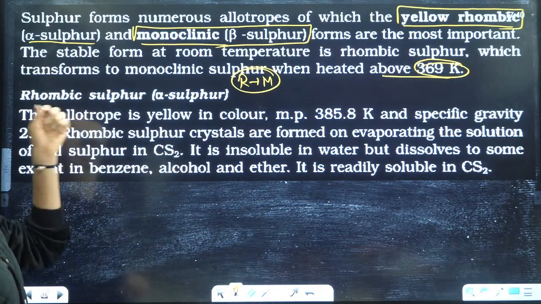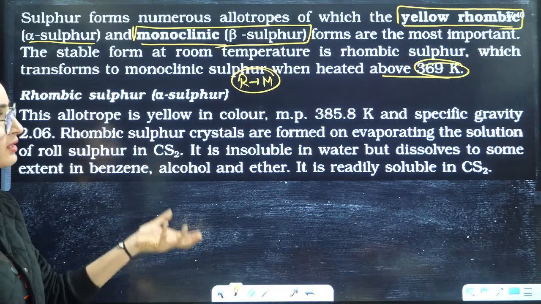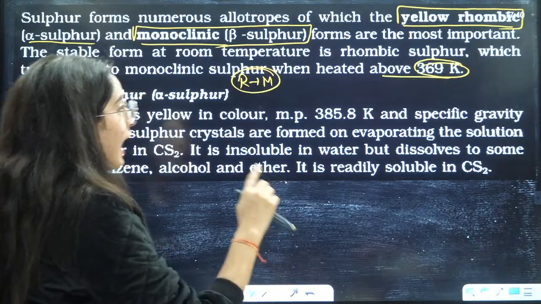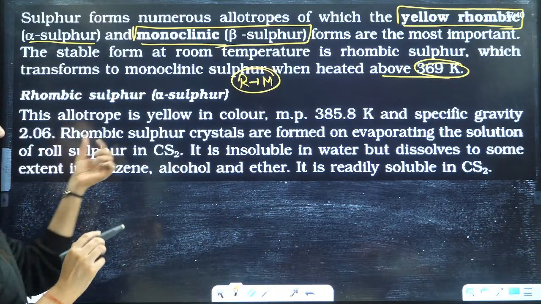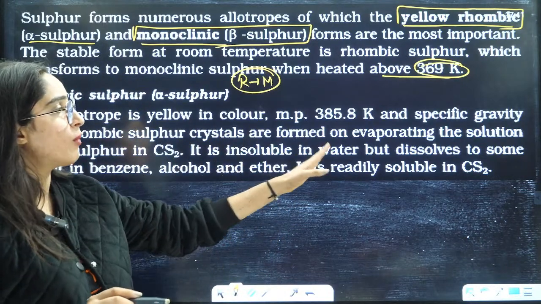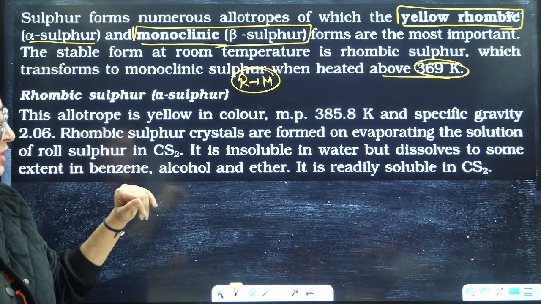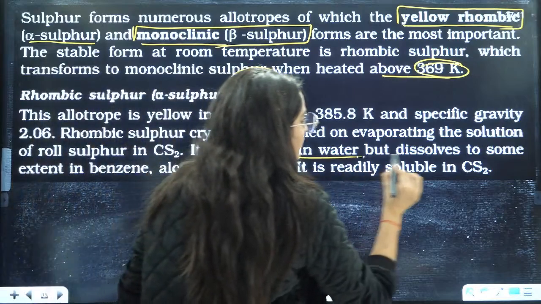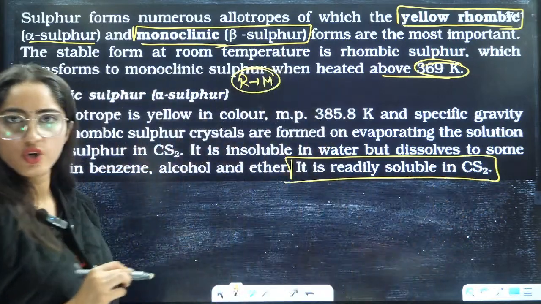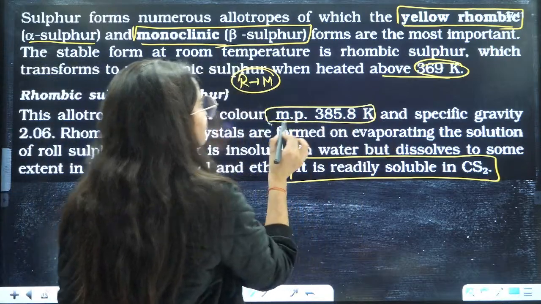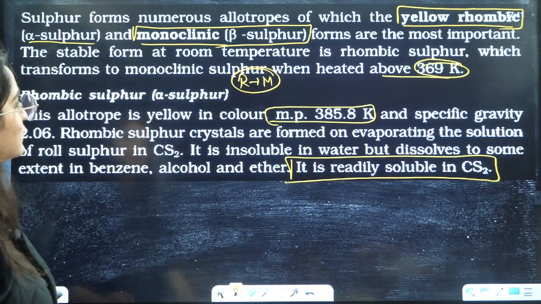Now what about rhombic? This allotrope is yellow in color, melting point is 385.8, and specific gravity is this. Rhombic sulfur crystals are formed on evaporating the solution. It is readily soluble in CS2, right? Okay, that is important. The melting point is important.